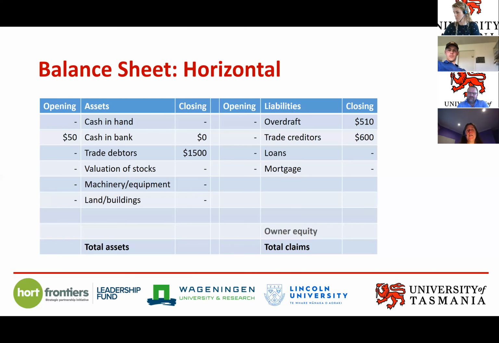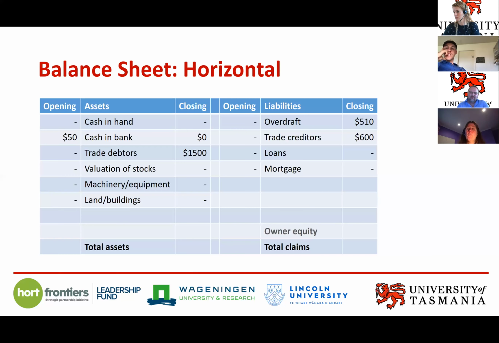Now, in relation to the other things that I've listed on the balance sheet, we've got cash in hand. He doesn't have any cash in hand. We've put the $50 in the bank in terms of the opening. In terms of trade debtors, we've assumed he's not started with any trade debtors. In terms of the other things listed there, valuation of stocks, machinery, equipment, land, buildings, these are the sort of things you might have on your balance sheet. So I've just put them there by way of illustration. But we're assuming he doesn't have any stock. He's moved things on. We're assuming he doesn't have any machinery or equipment, and he's renting land and a building. So we're assuming he has nothing there.